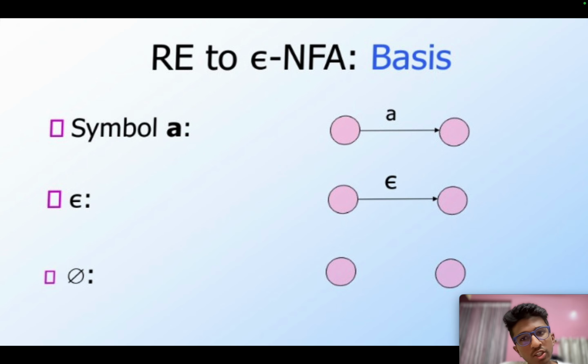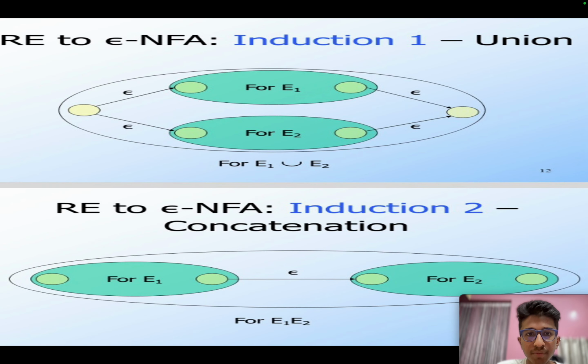Regular expression to epsilon NFA: the basic thing is a starting node to an ending node, while language A is given. Epsilon when every language or regular expression is given inside the language. Phi when there is no value or string present in the language. For a union, we go from one node to another node using epsilon for E1 and another node to epsilon to E2.